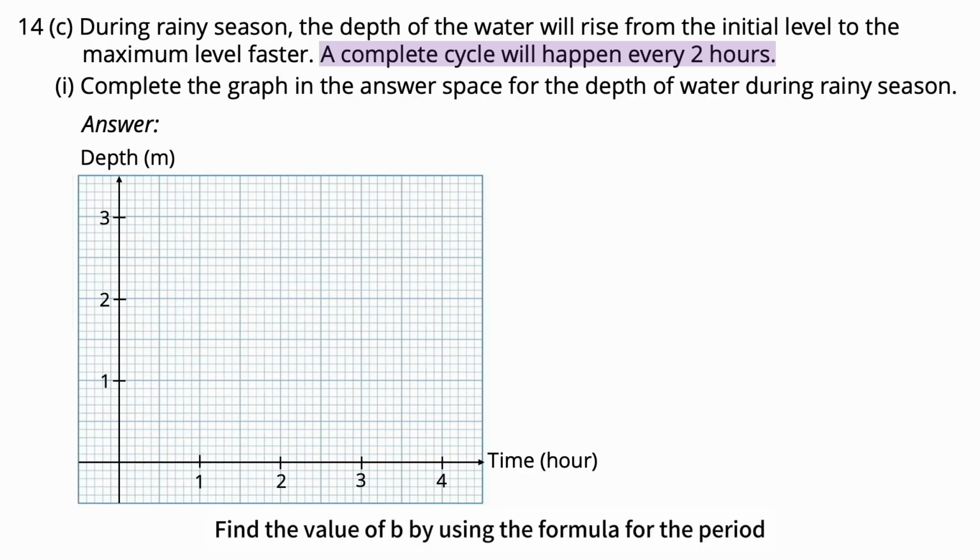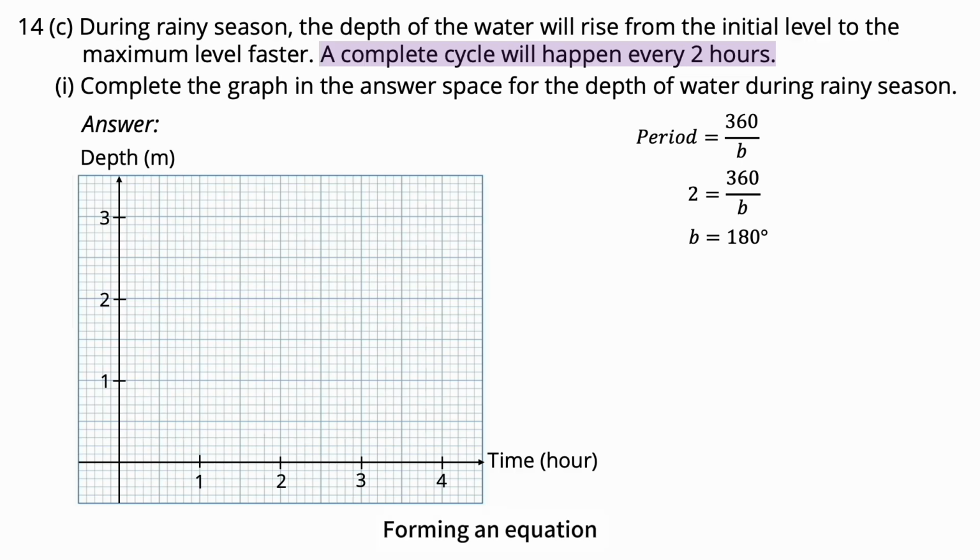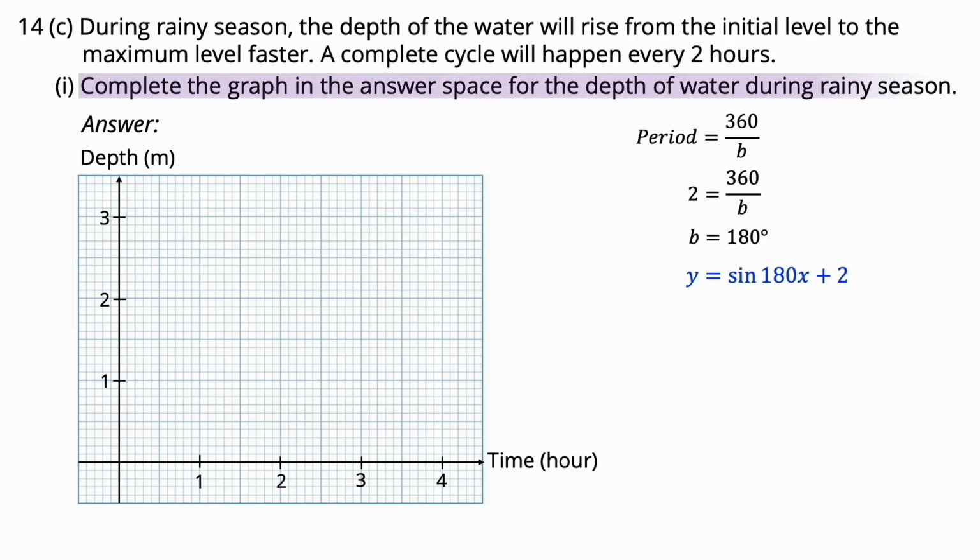Find the value of b by using the formula for the period. Period equals 360 degrees divided by b. Given that the period is now 2 hours, 2 equals 360 over b. The value of b is 180 degrees. Forming an equation, y equals sine 180x plus 2. Complete the graph in the answer space, for the depth of water during rainy season.